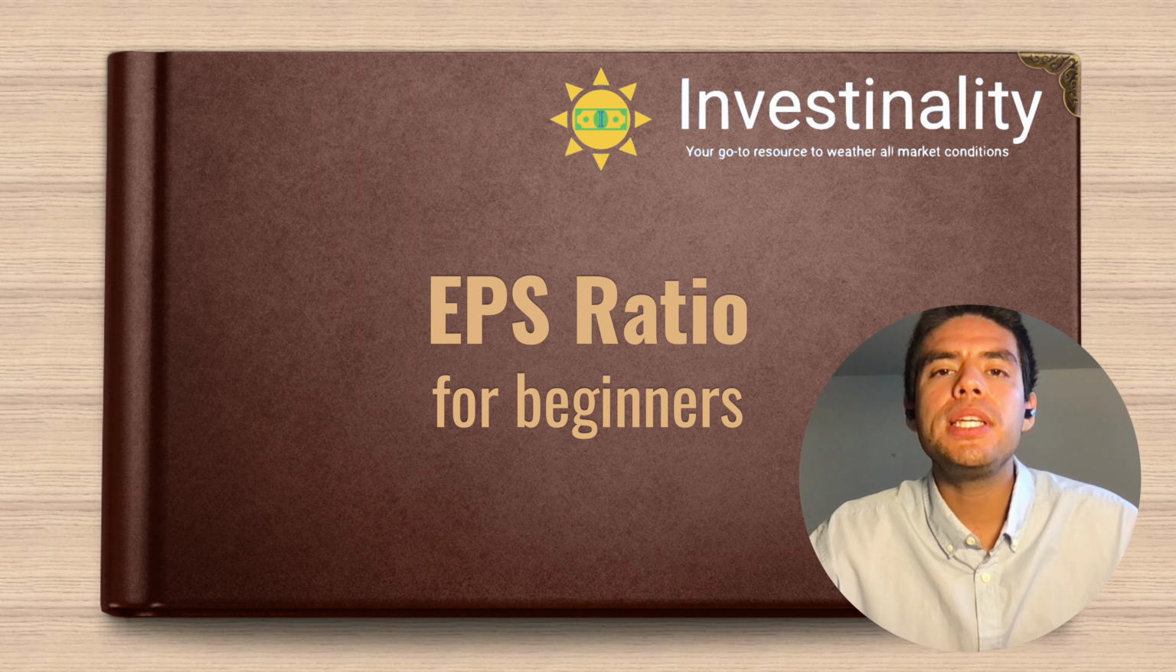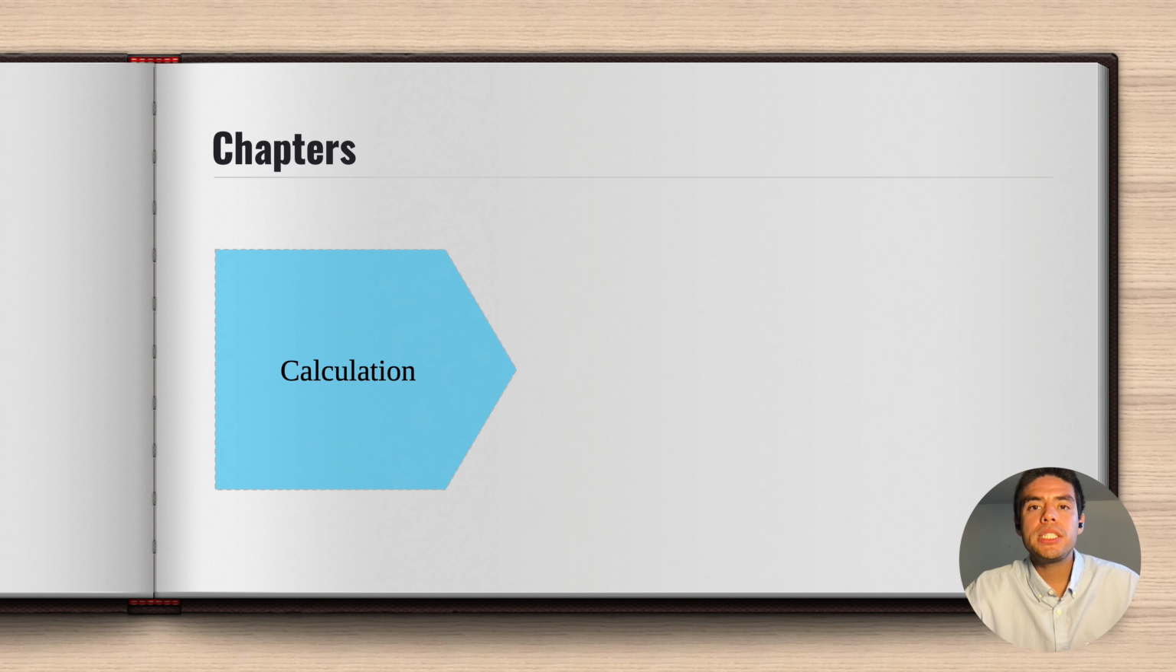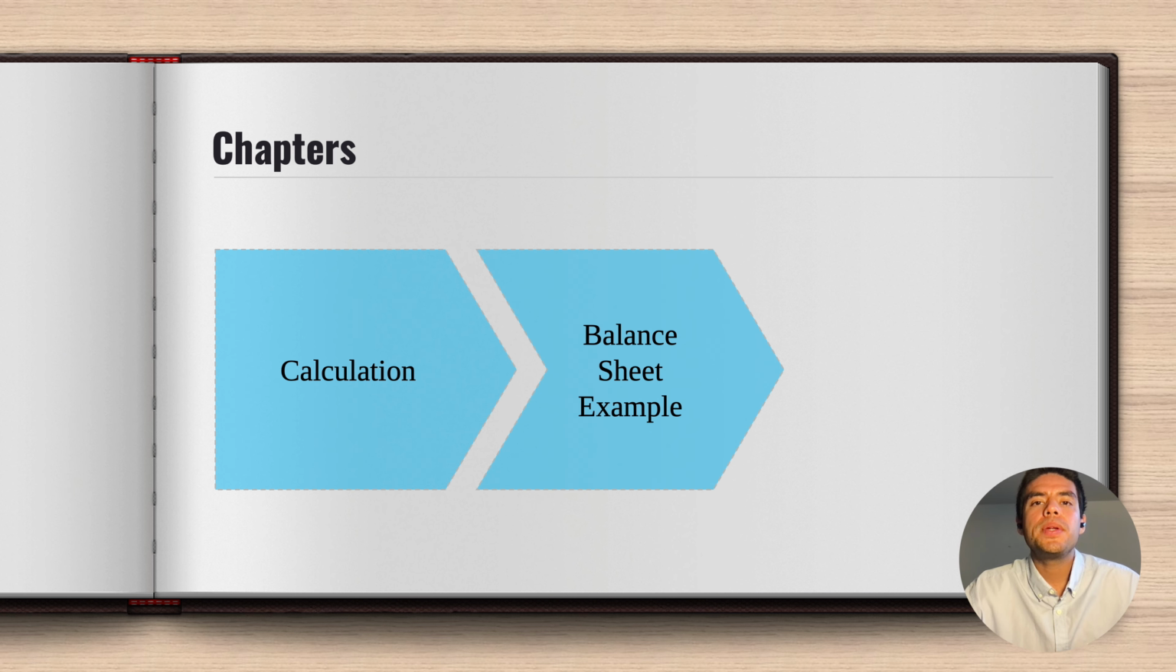General overview of the EPS ratio by going through 3 chapters. The first chapter will go over the calculation of the EPS ratio, then I'll walk you through an actual balance sheet example, and the last chapter will be reviewing some of the limitations of the EPS ratio.